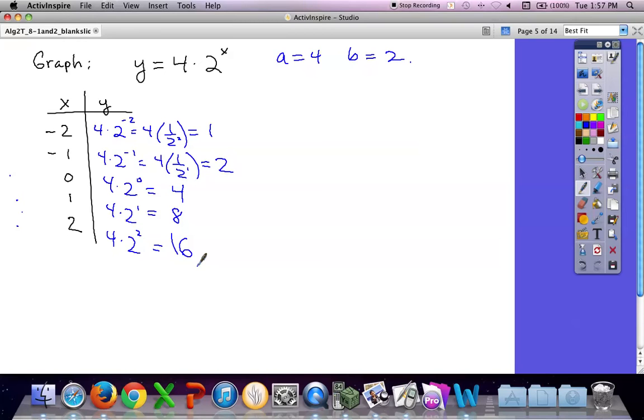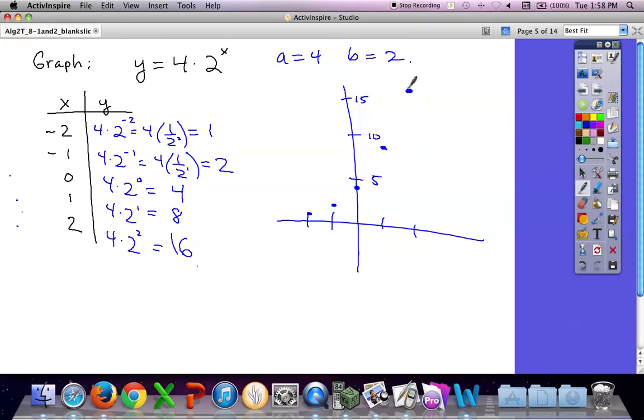Okay, so if I graph those, I've got to get up to 15. 1, 2, 1, 2, 5, 10, 15. The first point is -2, +1. That's about right there. The next point is -1, +2. About right there. The next point, 0, 4, that is here. And 1, 8 would be about there. And 2, 16 would be here.